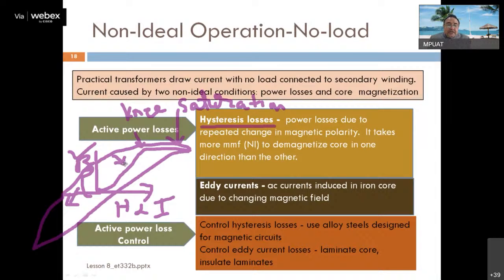Okay, and the area inside it represents the hysteresis losses. So basically, hysteresis loss is nothing but the lagging of the magnetic field with respect to the current, which is called hysteresis, and the power loss corresponding to this hysteresis phenomenon is called hysteresis loss. So definition: power losses due to repeated changing in the magnetic polarity.